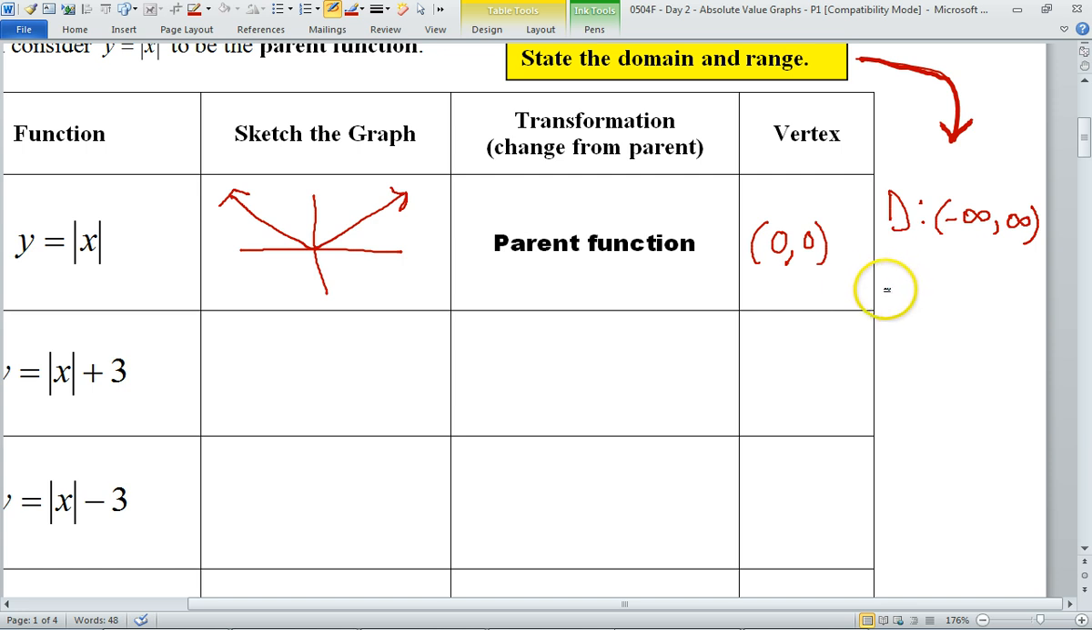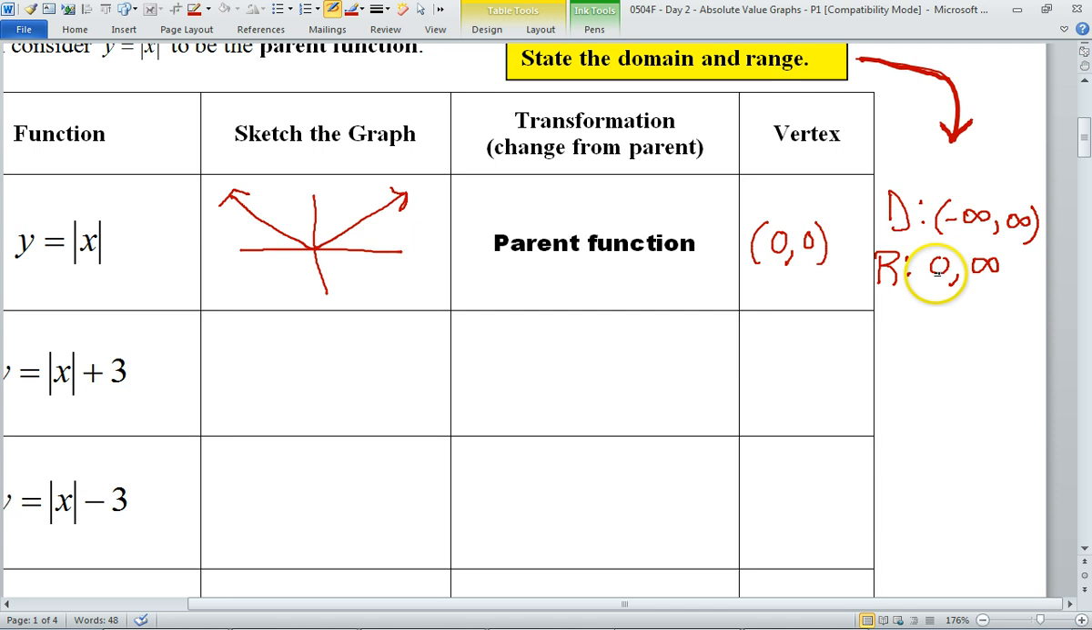So, Paige, let me start with you. Talk to me about the range. What would be the range of this graph? Yes. Now, switch that around and give it to me from least to greatest. Yeah. The range is how far it goes from bottom to top. Always give it to me in that order. So it's going to be 0 to infinity.